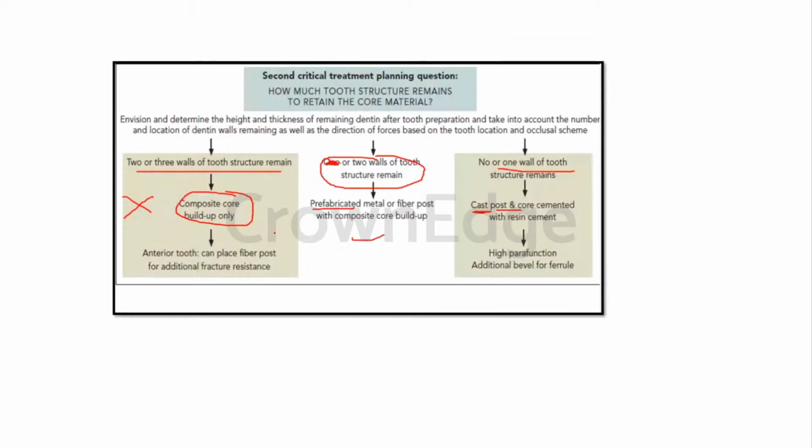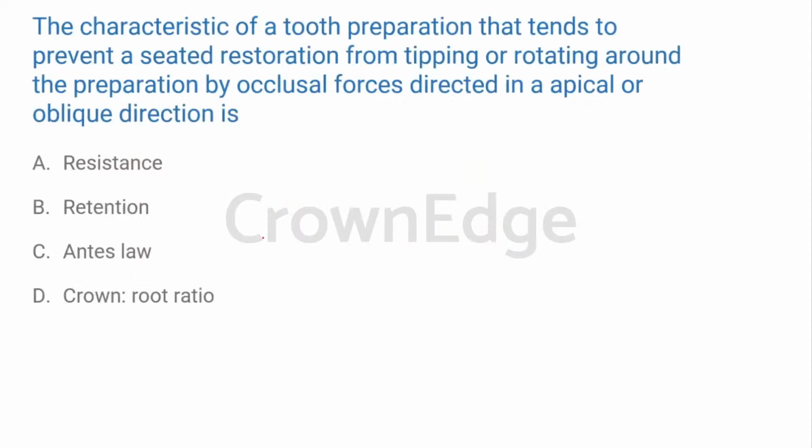All right, so coming to the next question, the characteristic of tooth preparation that tends to prevent a seated restoration from tipping or rotating. The key in the question is tipping or rotating around the preparation directed in an apical oblique direction. Is it retention, resistance, Ante's law, or crown root ratio? Okay, so what I want you to understand is first the difference between retention and resistance. Retention is in the absence of occlusal forces. Resistance is in the presence of occlusal forces. So the key is everything. If you just know the definition of all of this, you will be able to clearly answer all of them.